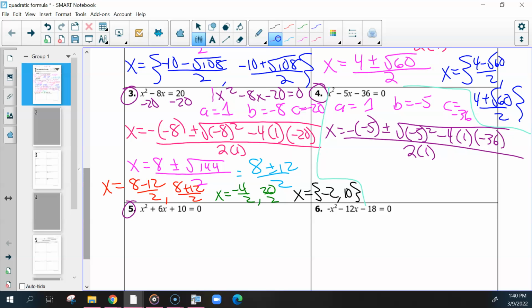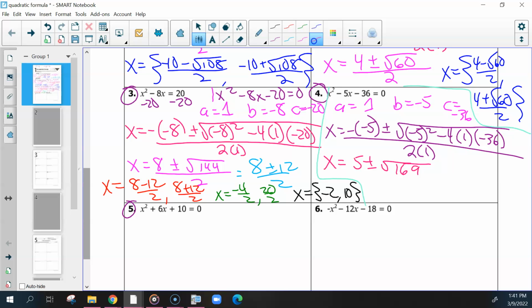If this is not enough space, get extra paper, on the quiz, on the test, any of those. If it's not enough space, get more paper. Start to simplify. So x equals 5 plus or minus. When you put that into your calculator, what number do you get here? 169. Is that a perfect square? 13, yeah. There it is.